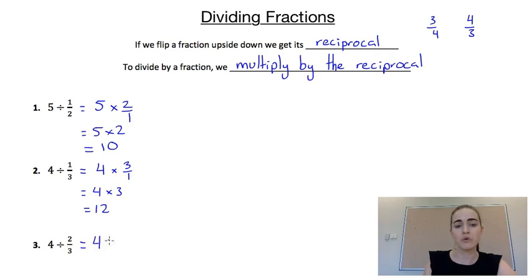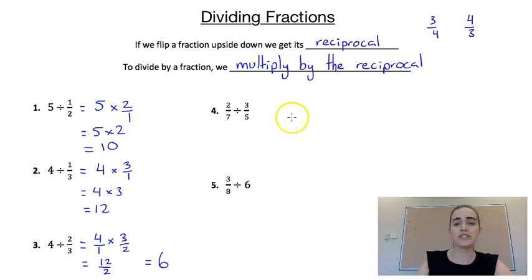So we're going to have 4, and instead of dividing by 2/3, we're going to times by 3/2. To write this a little bit neater so we can multiply it, I'm going to rub that 4 out and replace it with 4/1. Now we can multiply numerators and denominators. So 4 times 3 is 12, and 1 times 2 is 2. Then we've got 12 divided by 2, which is going to give us 6.